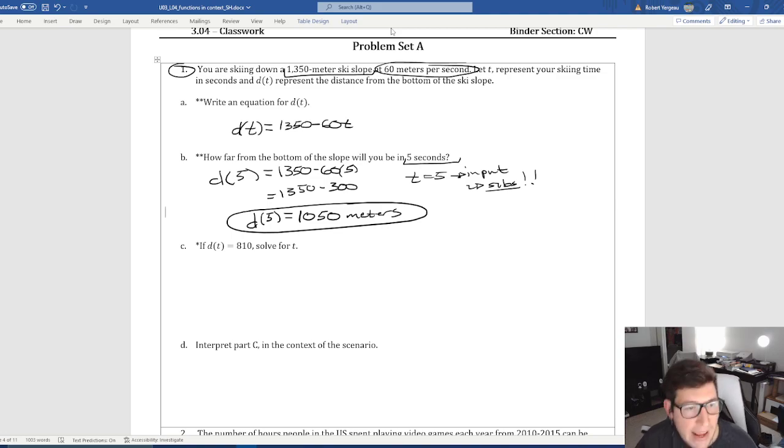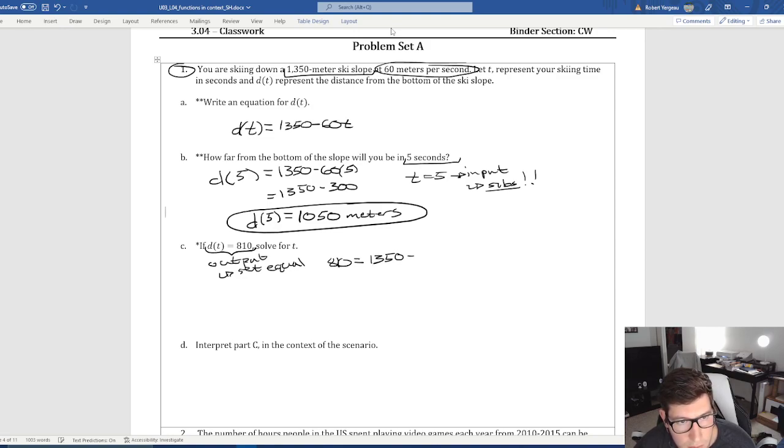Now, if we look at part C, we're being told, okay, well, if d of t is equal to 810, solve for t. First time we're seeing it today, but hopefully we recognize that this is an output. Again, the reason we know this is because it's outside of the parentheses. When we have an output, we take this lovely value and we set it equal to our function. And so 810 is going to be equal to 1,350 minus 60t. And from here, our goal is to solve for t.